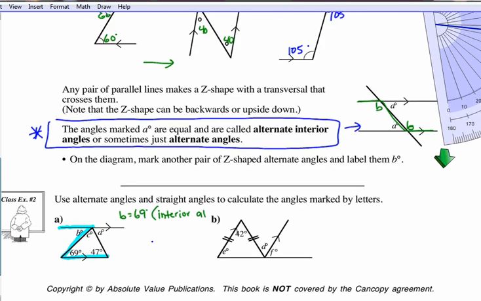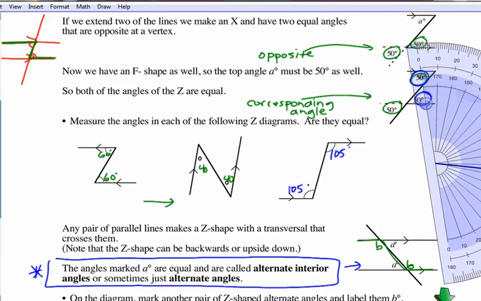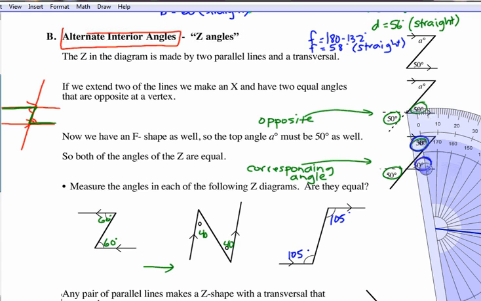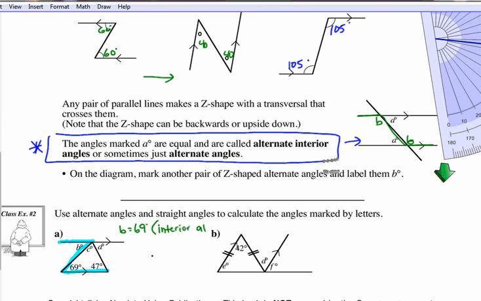Sometimes they're just called alternate angles. I have a habit of writing interior alternate, but it's really the same thing as alternate interior. It's kind of nice having the alternate first because it's easier to remember: they're alternate of each other. Alternate interior angles is the reason. So now we know B is 69 degrees.